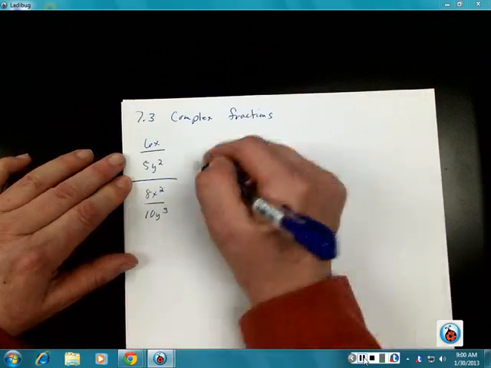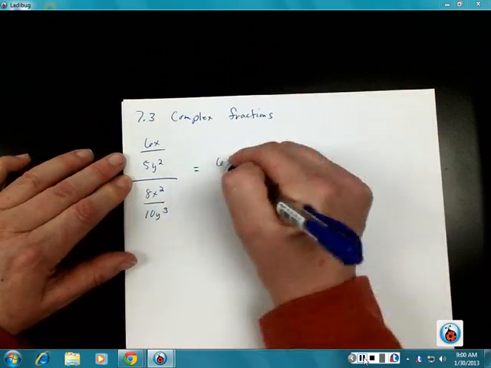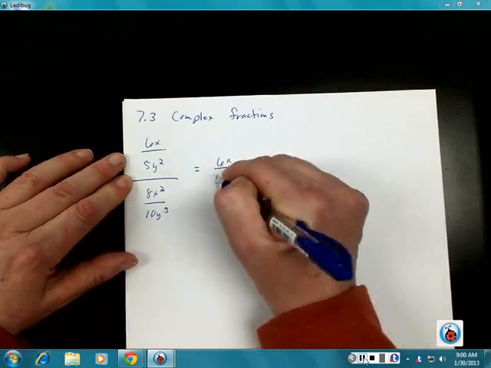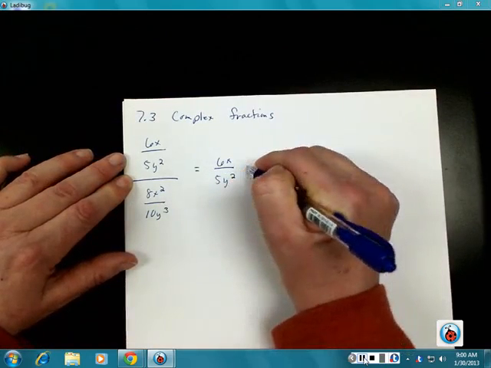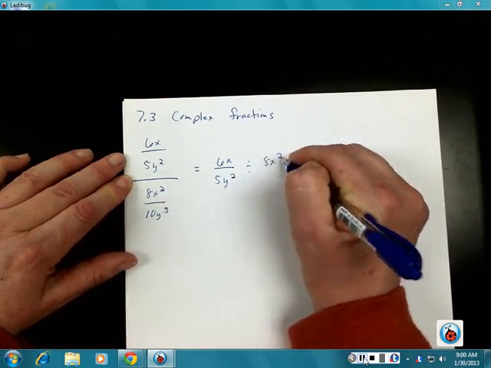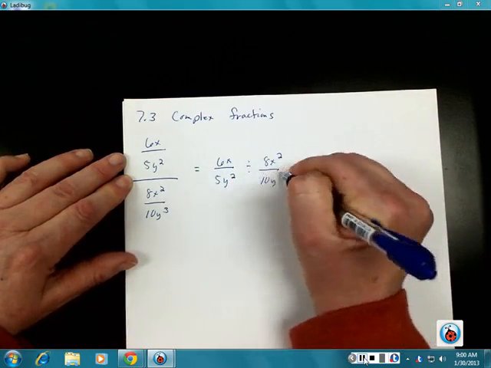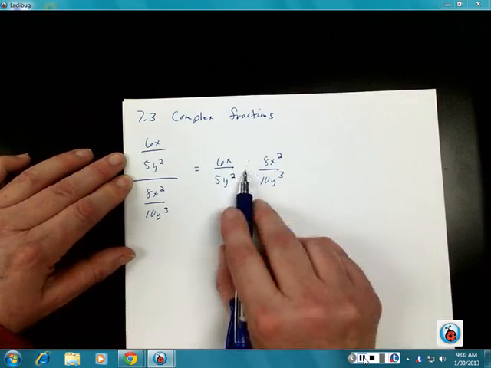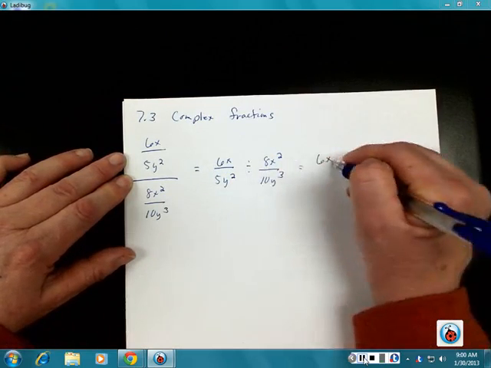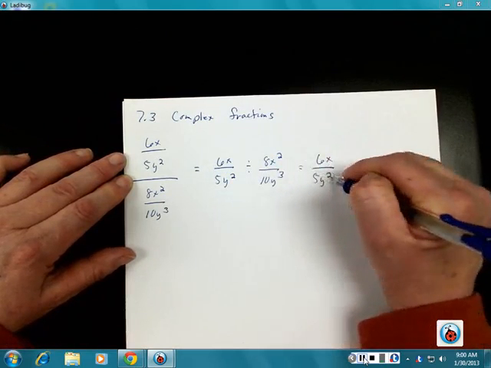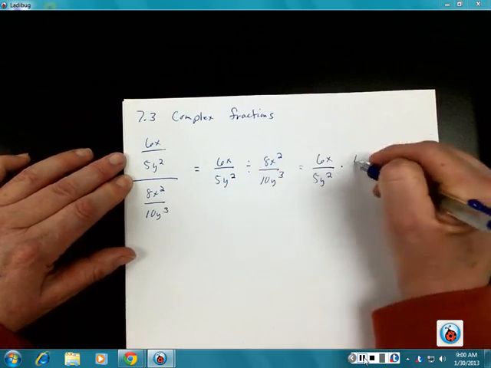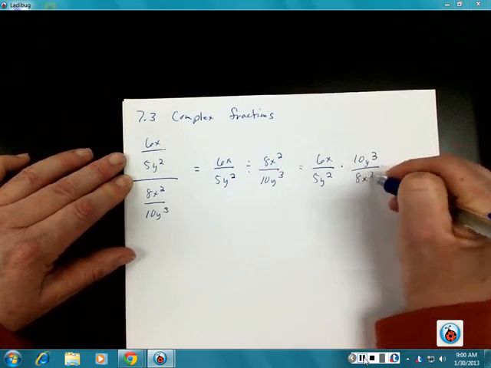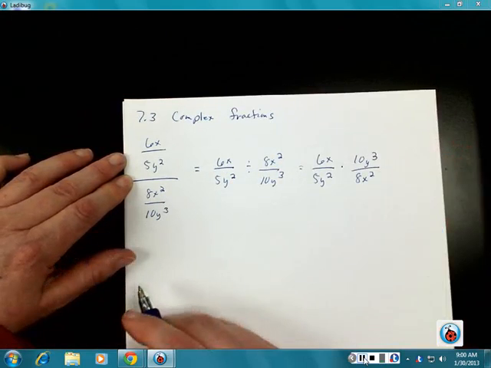So what that means to take care of this problem is I'm going to have 6x over 5y squared divided by 8x squared over 10y cubed. Doesn't look so bad when you look at it that way, does it? But because it's division, what has to happen? Yep, 6x over 5y squared. Flip the second one, or the value after that piece. And then you go through and you cancel different things.